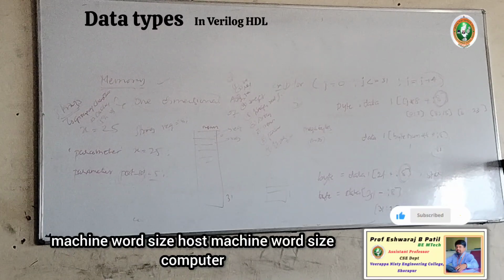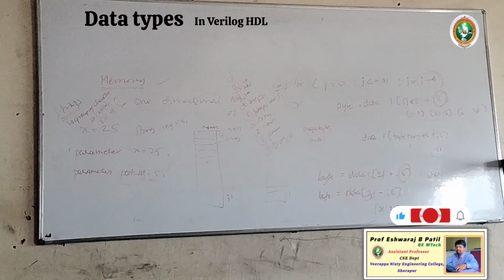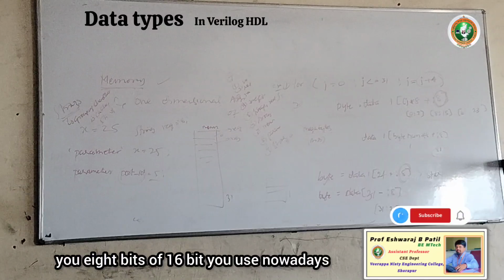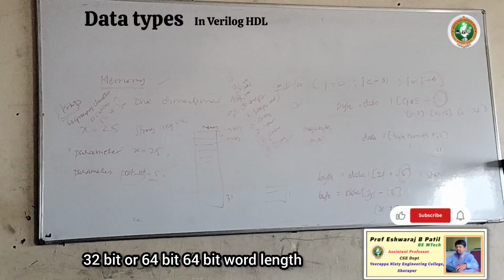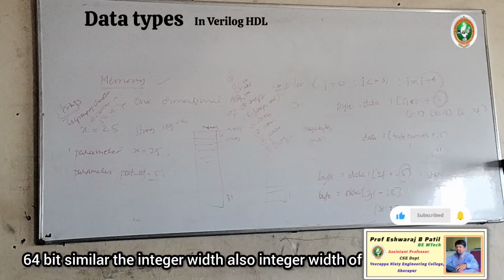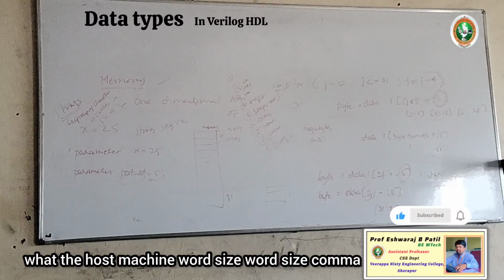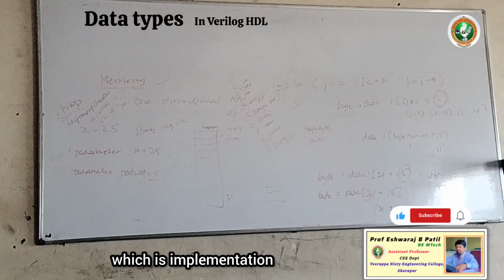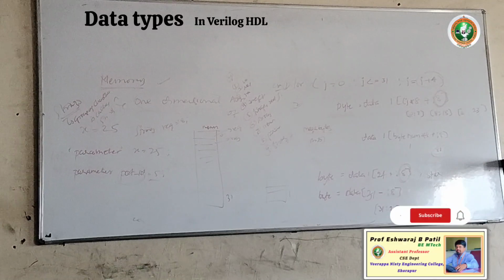Now what is a host machine? In the computer they ask how many bits, 32 bit or 64 bit. It depends on our processor, this integer bit. We use 8 bits or 16 bits. Now it is how many bits of processor we are using, 32 bit or 64 bit? If it is 64 bit, the word length becomes 64 bit. Similarly, the integer width of that particular system is the host size, which is 64 bit only. This is the host machine word size, comma, which is implementation specific. In bracket, you write at least 32 bits.